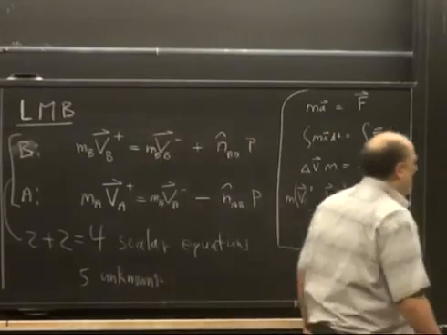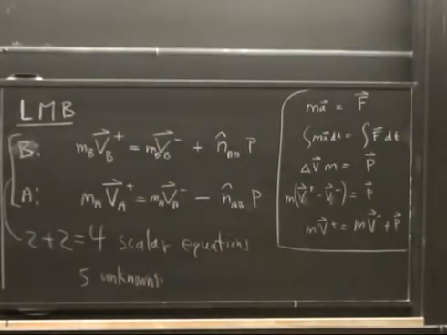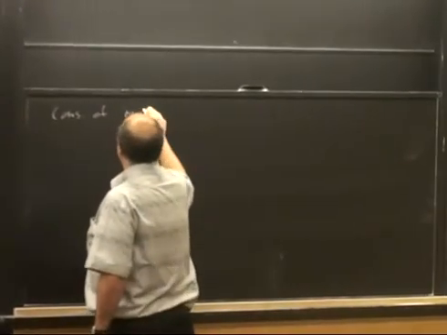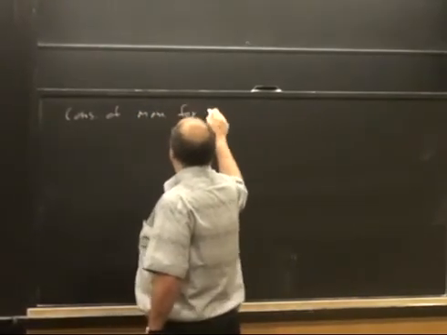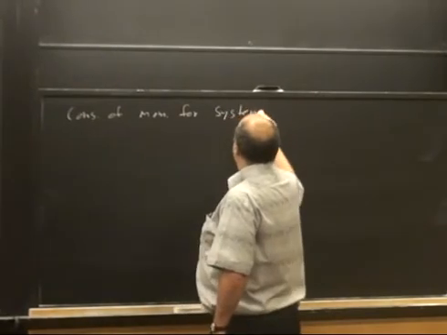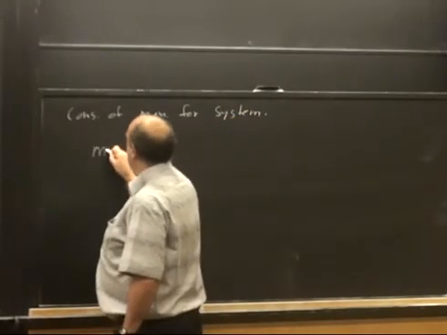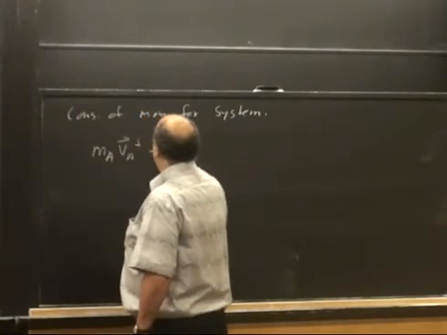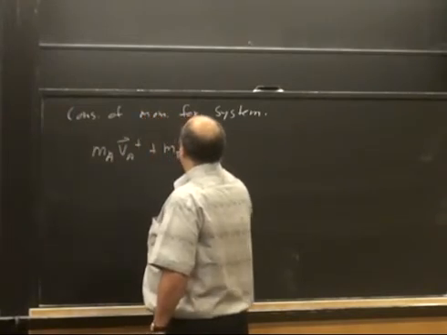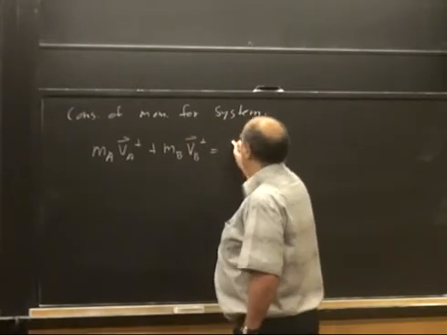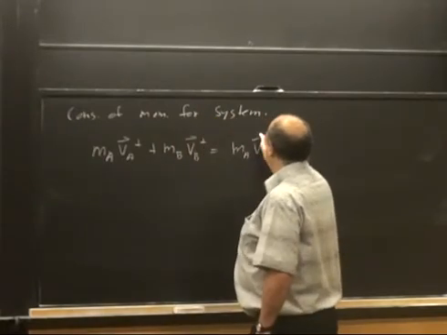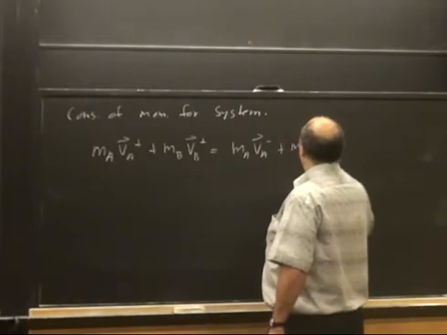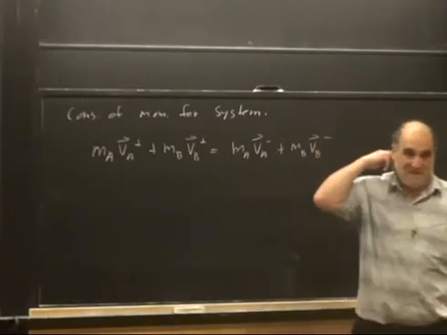Now we could say, can we find another equation? What about conservation of momentum for the whole system? Well, what does that say? It says that MA VA plus MB VB plus is equal to MA VA minus plus MB VB minus. So we have 2 more equations.